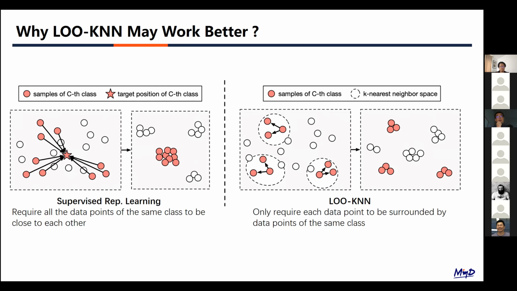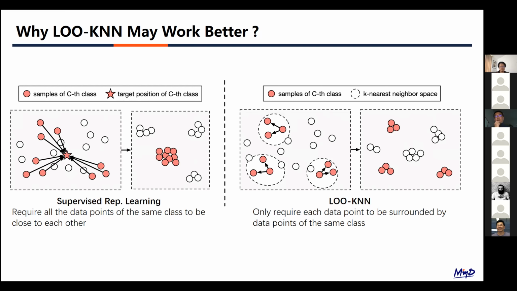So as you can see from this figure, the left one is essentially showing that when you have this supervised representation learning, it is natural to push all the data points from the same class close to each other, to form one tight cluster.